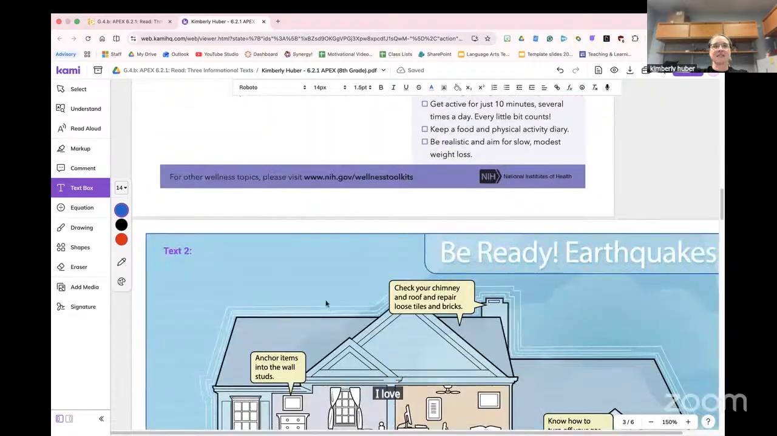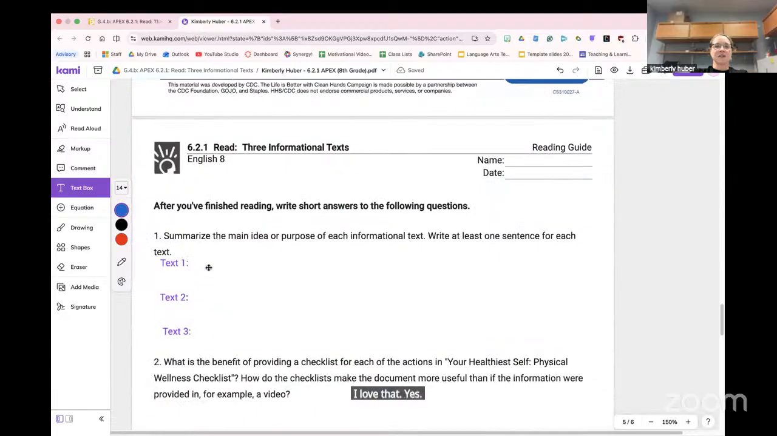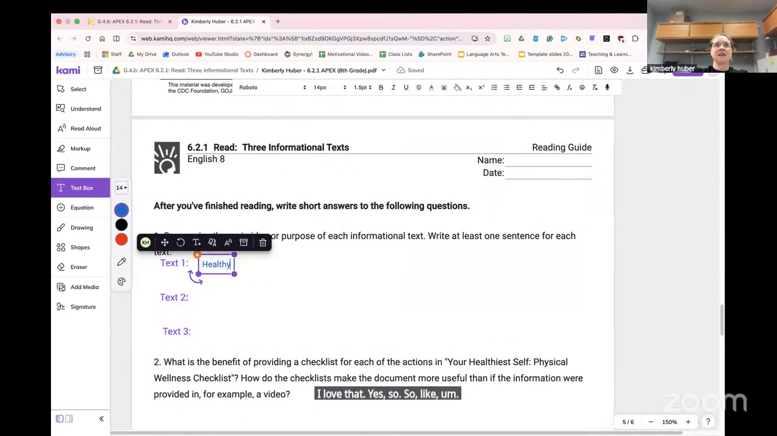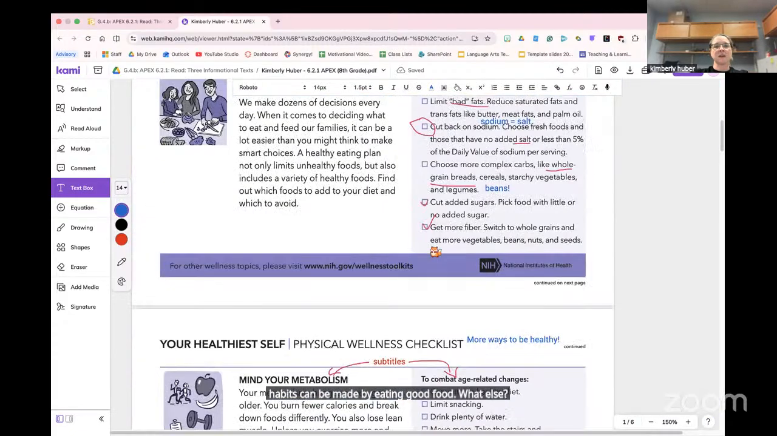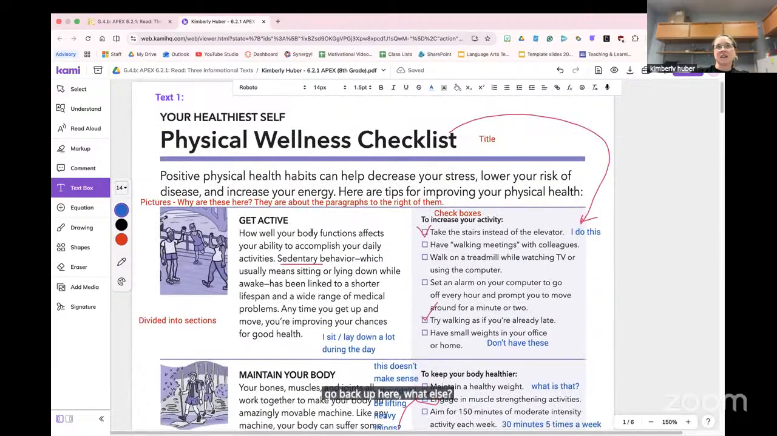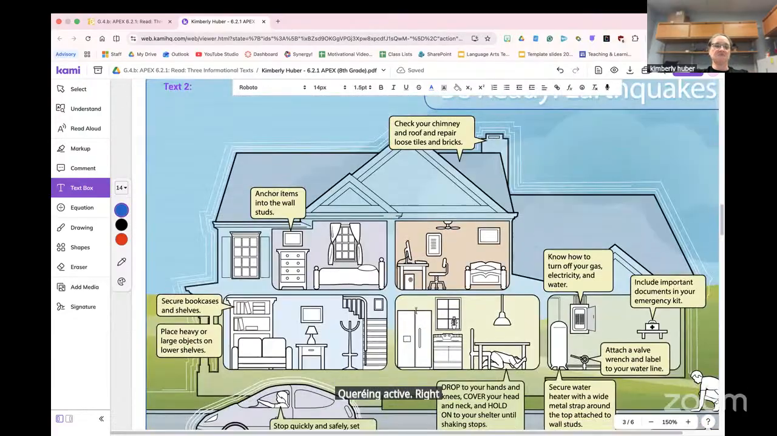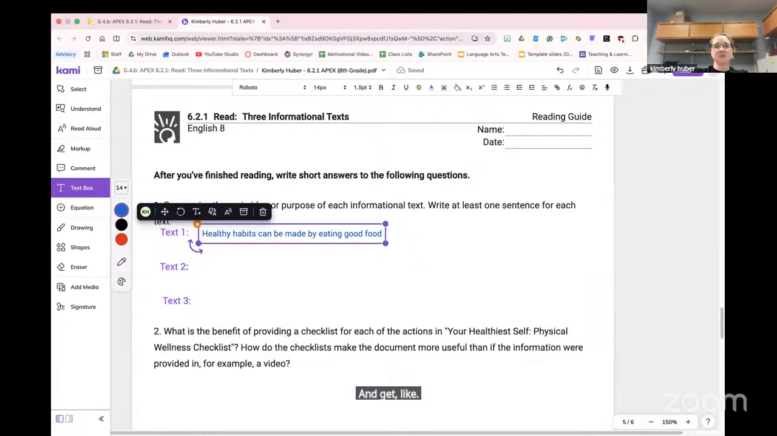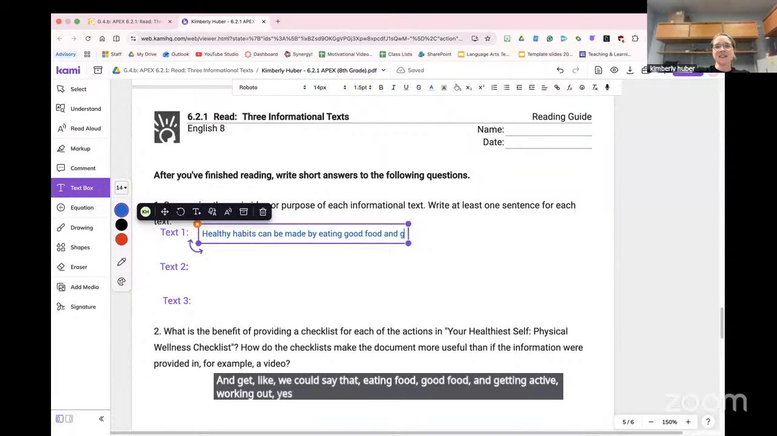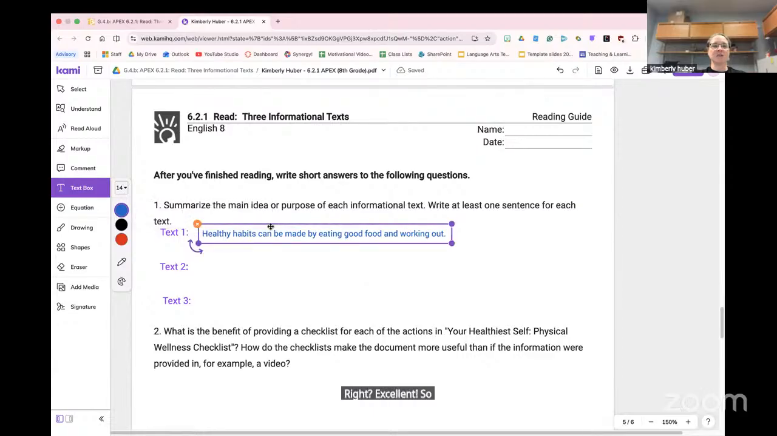I love that. Yes, so healthy habits can be made by eating good food. What else? Go back up here. What else? Getting active, right? We could say that eating good food and getting active, working out. Yes, and I love that. That's a better word. And working out, right? Excellent. So we could write our summary for the first text.